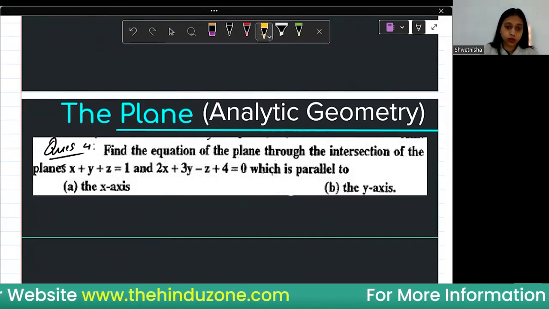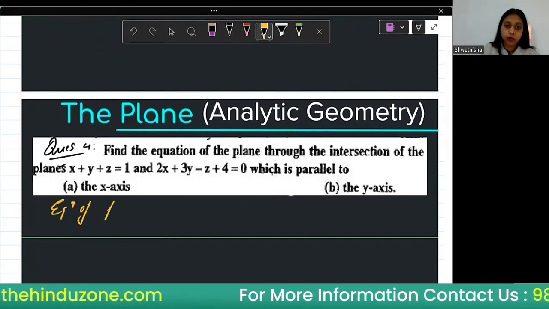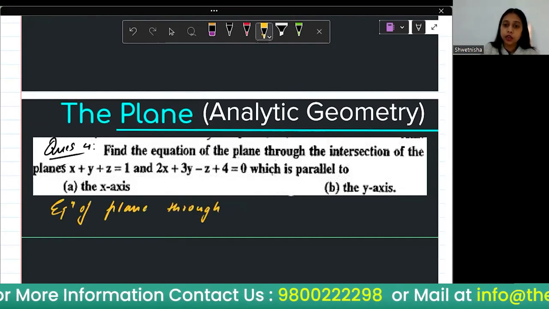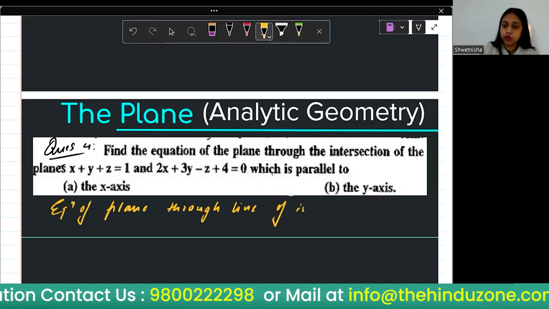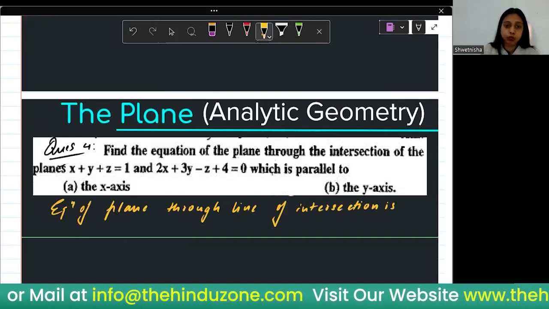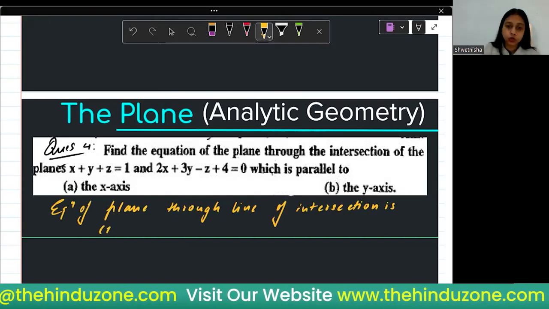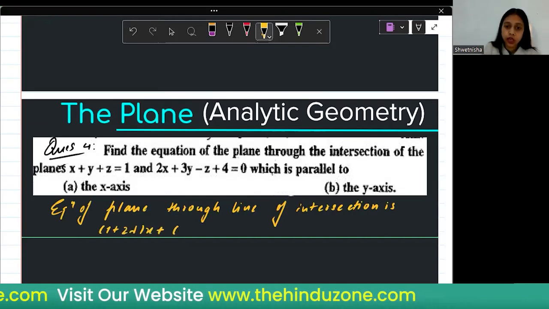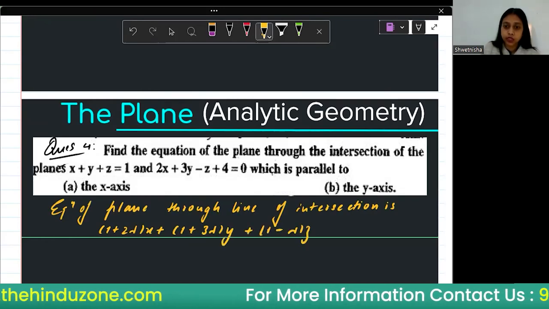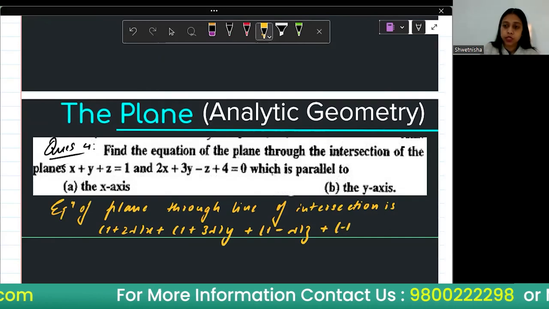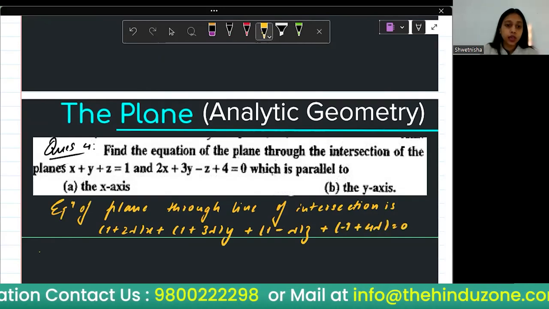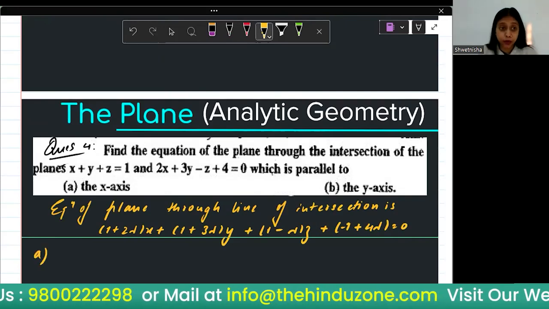So we know the equation of a plane through the line of intersection is the first equation plus lambda times the second equation. So it is (1 plus 2 lambda)x plus (1 plus 3 lambda)y plus (1 minus lambda)z plus (minus 1 plus 4 lambda) is equal to 0. Okay. What is the uniqueness about this plane?